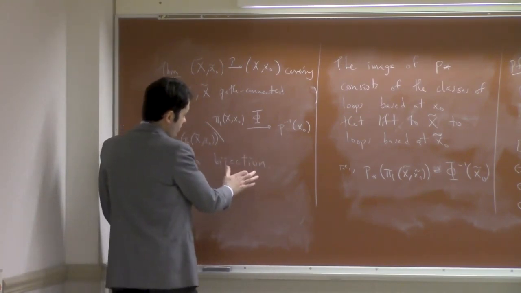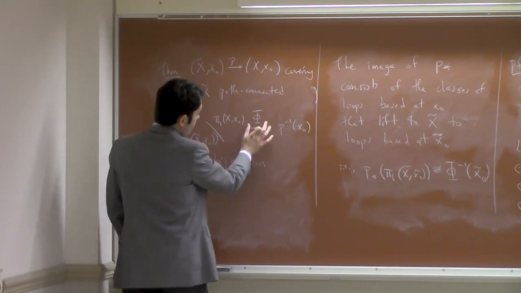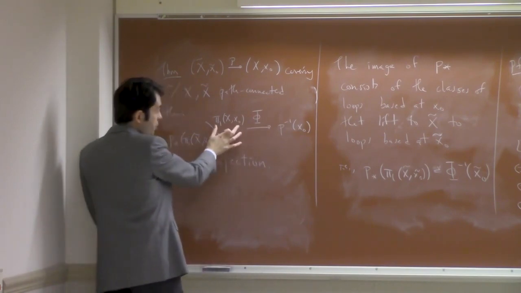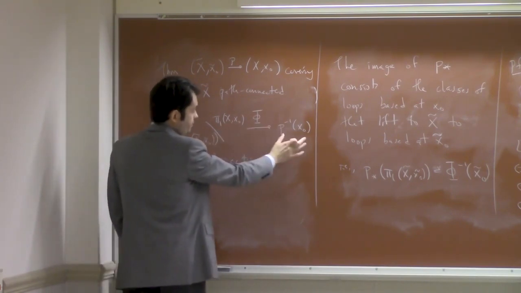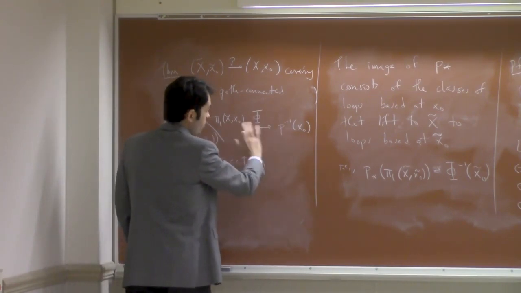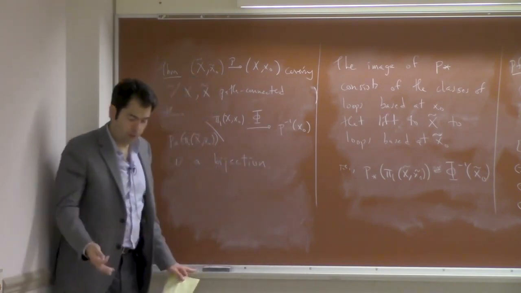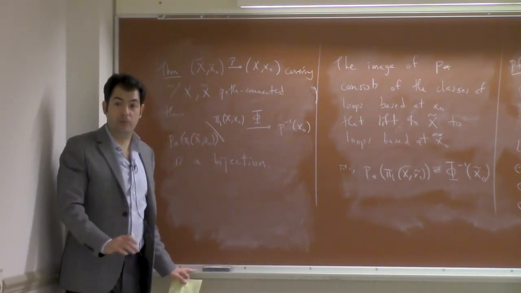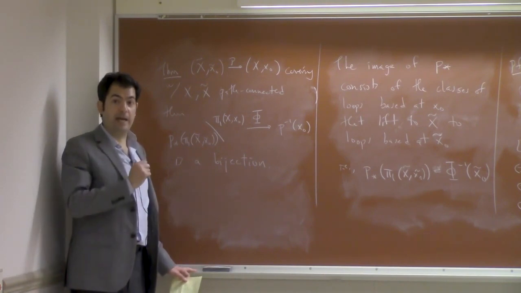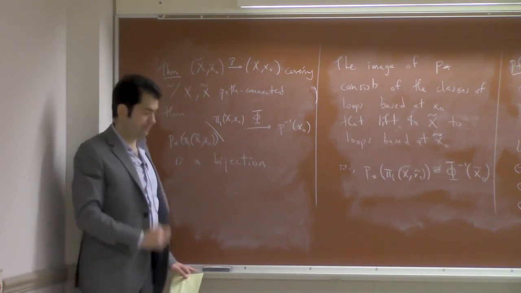Okay, so notice again that even though there's a group over here and a space over here, we're not claiming anything about continuity or homomorphisms or anything like that. We just have a map of sets, and the claim is that it's a bijection.